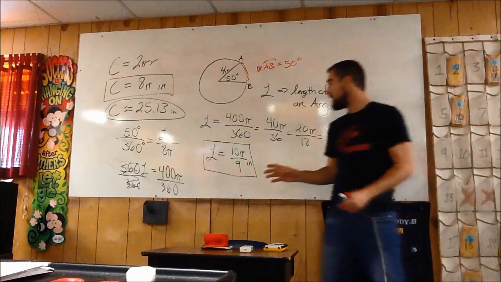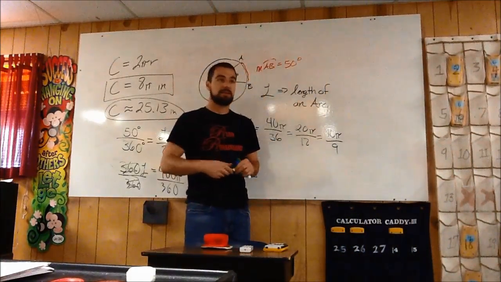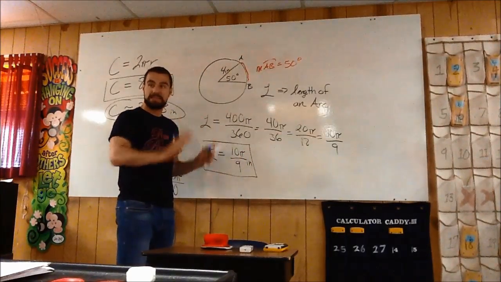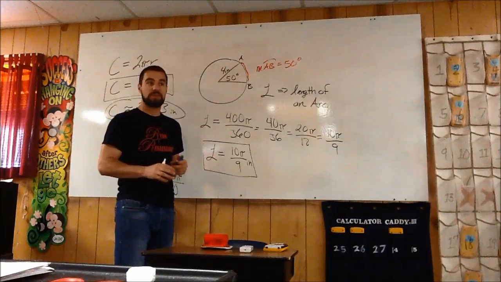Are there any questions on how to get the rounded versus exact? And the exact needs to be in simplest terms. You need to reduce those fractions.